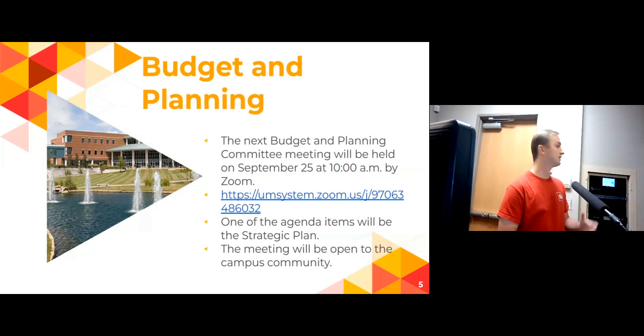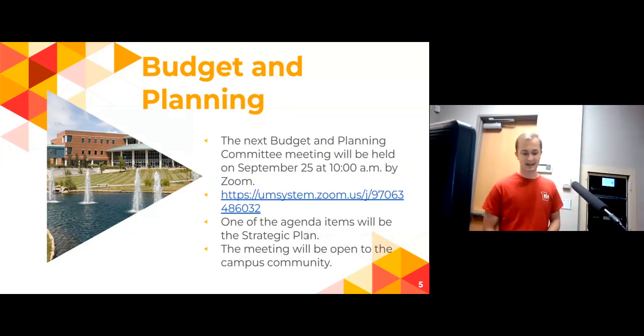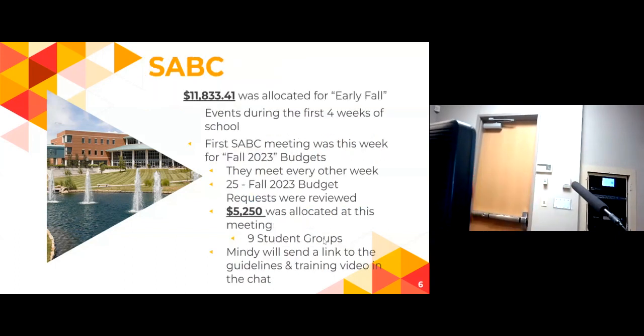Kanika Bush is going to be there. She's the CFO, and Steven, the provost, will also be there. So those are the perfect people to ask. The strategic plan is going to be on their committee, and again, it will be open to everybody on the campus. So it would be great if you're interested. That would be a perfect time to join. All right, they're going to talk about SABC. Zach is going to talk about that first.